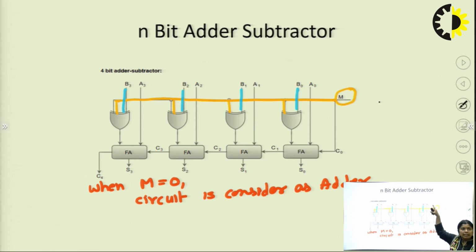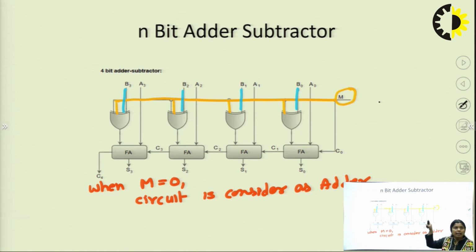Both A and B are again 4-bit numbers. So this is the 4-bit adder subtractor circuit. Here A0, A1, A2 and A3, and B0, B1, B2, B3 is the second variable. When we are going to add A plus B, the B is used as it is. When A minus B, it means A plus 2's complement of B. At that moment, B complement will be considered.